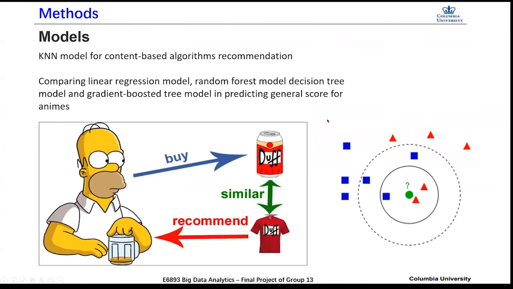Now let's talk about the mathematical models we use in our system. We use the KNN model, which is very broadly used in content-based recommendation systems. We use this model to find similar animes, the closest animes to a specific anime. And we also compare four different regression models: linear regression, random forest, decision tree, and gradient boosted tree, in order to predict the general score for different animes.